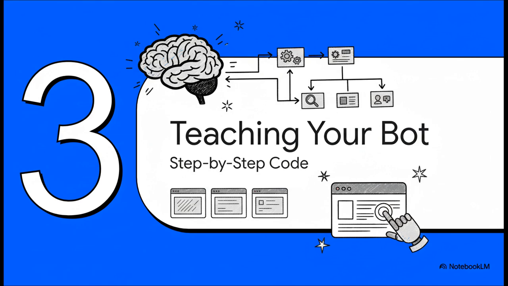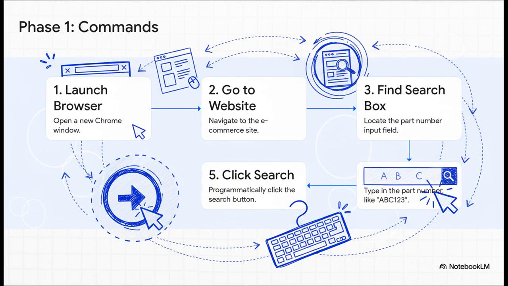Okay, toolkit's packed. Now for the fun part, actually teaching our bot what to do. This is where we write the step-by-step instructions that are going to turn our lines of code into a super capable digital assistant. We're going to start with the absolute basics, just mimicking exactly what a person would do. First, we tell the bot, hey, open up the browser. Then go to this website. Next, find that search box for me. Then we have it type our part number right into that box, and finally, click the search button. See? Each step is a direct command, just translating our human actions into code.